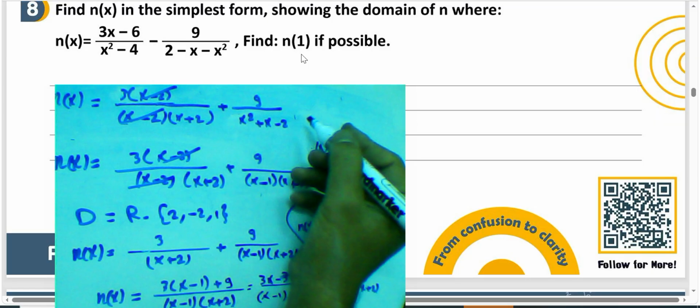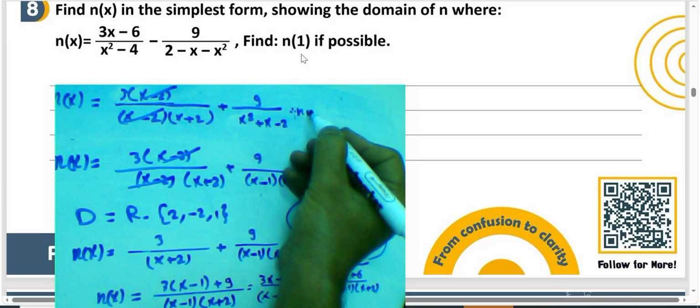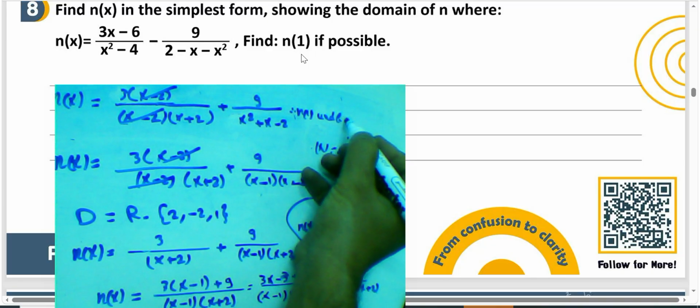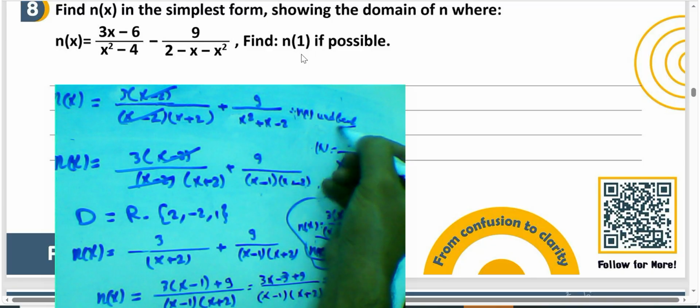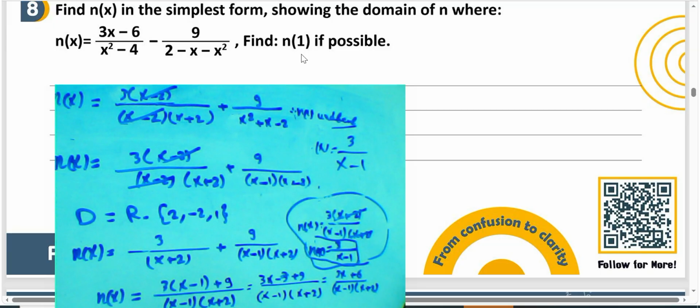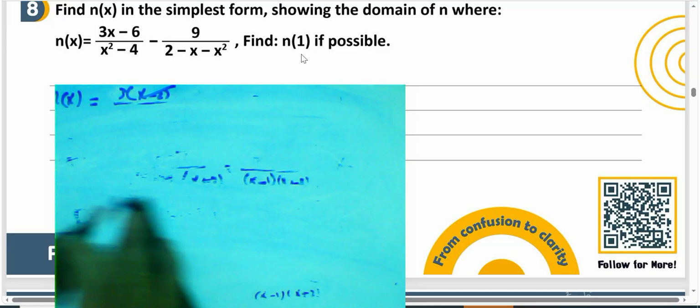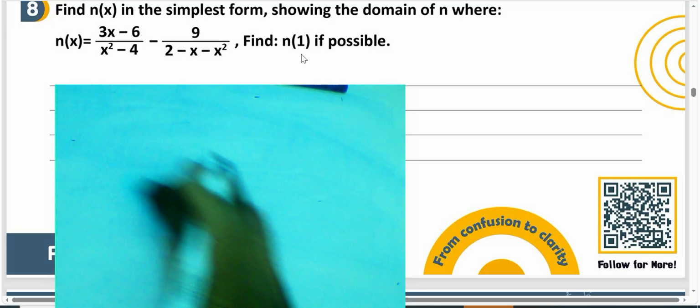n of 1 is undefined. It's undefined, okay? n of 1 is undefined. It's impossible to find n of 1.